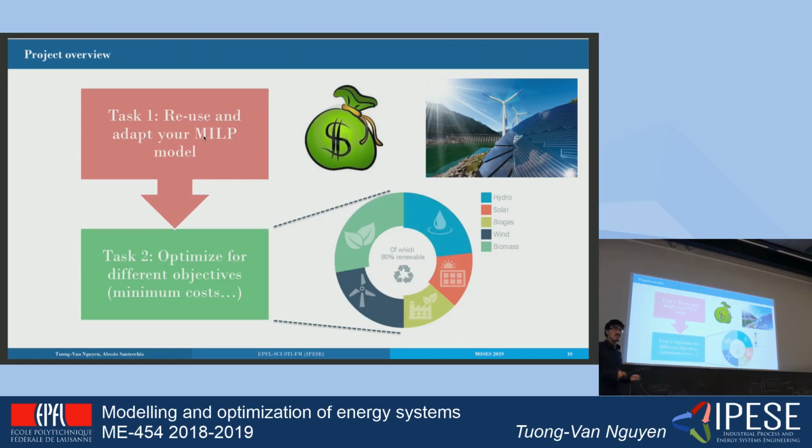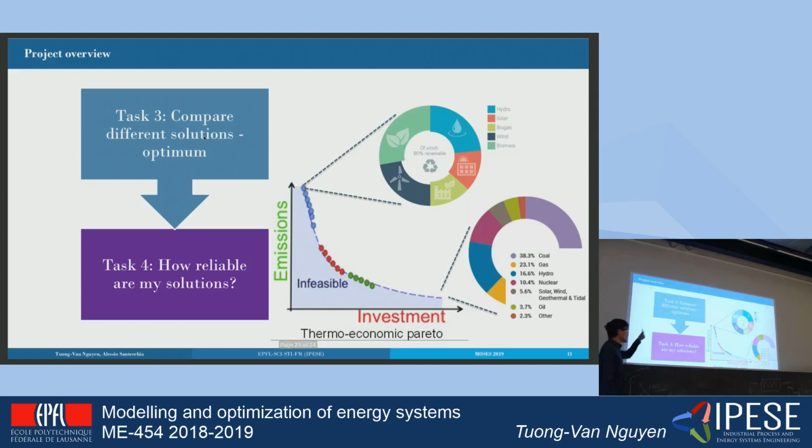The second task is that you will have to optimize the energy system at EPFL considering different objectives, like minimum costs, minimum CO2 emissions. Then you can just compare them, for example, which utilities you are using.